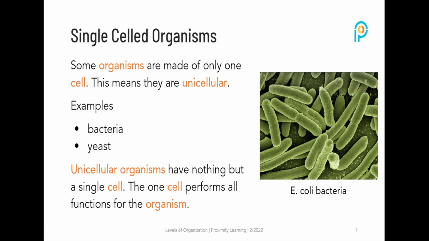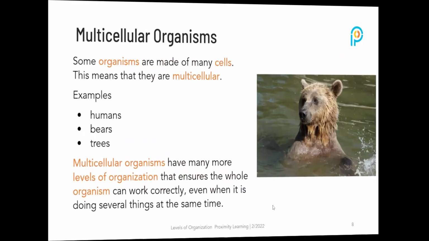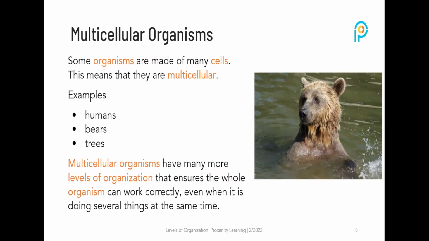This doesn't mean they're any less powerful, though. I mean, think about bacteria, things that make you sick. And there's an example shown, and that is the bacteria E. coli. Nasty stuff. Multicellular organisms means they are composed of many cells. Examples would be humans, bears, trees. Multicellular organisms have many more levels of organization that ensure the whole organism can work correctly, even when it's doing several things at one time, which blows my mind how everything just knows what to do.